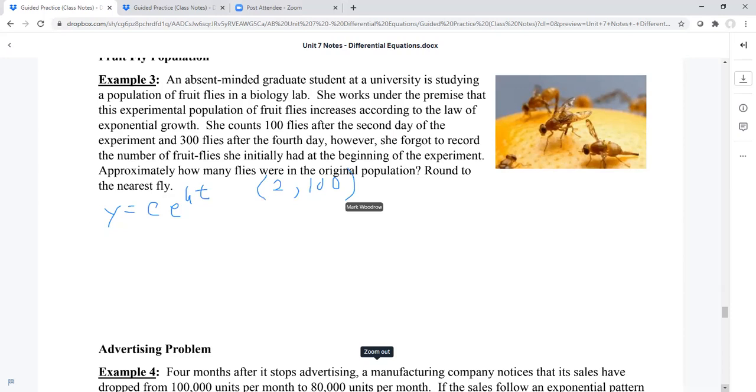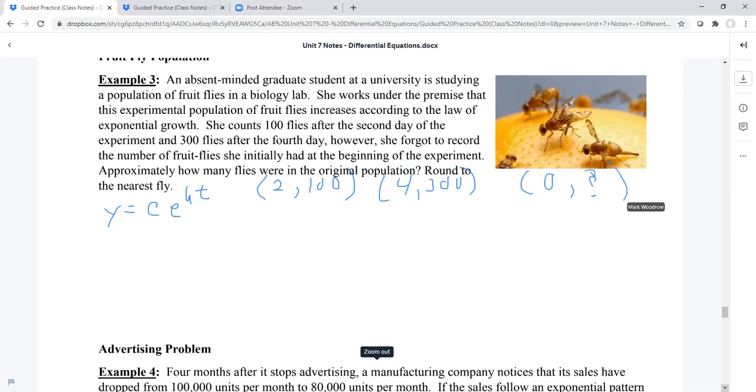And it says after the fourth day of the experiment, 300 fruit flies are there. So we got 4 and 300 fruit flies. On day 4, approximately how many fruit flies were in the original population? Round the fruit flies to the nearest. So C is going to be the value we're going to need for the original. Okay, so the biggest question is we've got time 0. What do we get here?